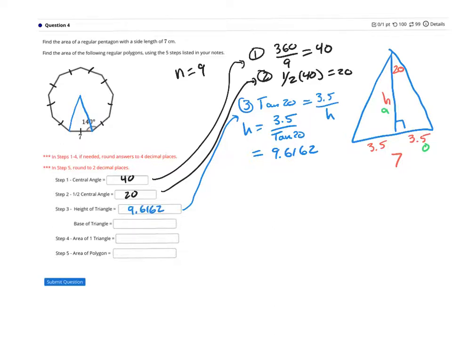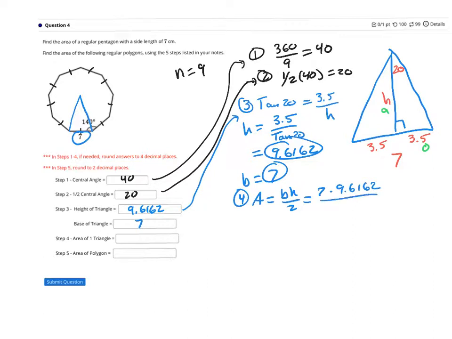The next thing we need to do is find the base. To find the base, I just have to look at the diagram, and it tells me the length of the side of the polygon is 7, so that's the base. Step 4 is to find the area of one triangle by doing base times height divided by 2. The base we have right here, that's 7, times the height we found right here, which is 9.6162, divided by 2, and that's going to give you an answer of 33.6566. So let's enter that answer in here.